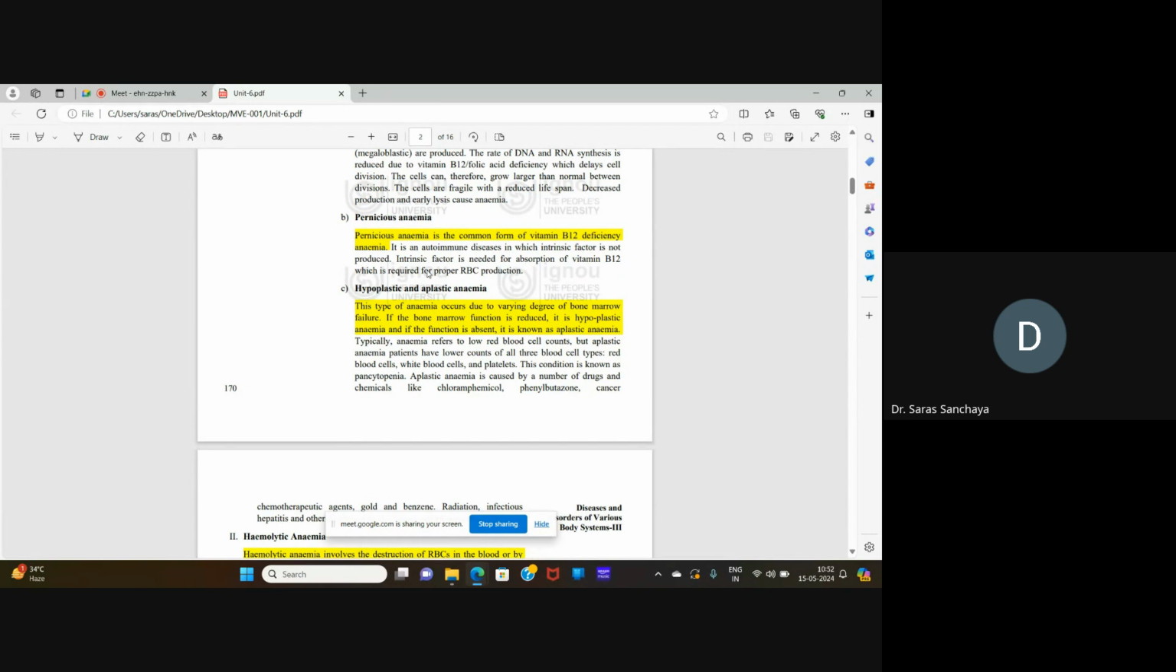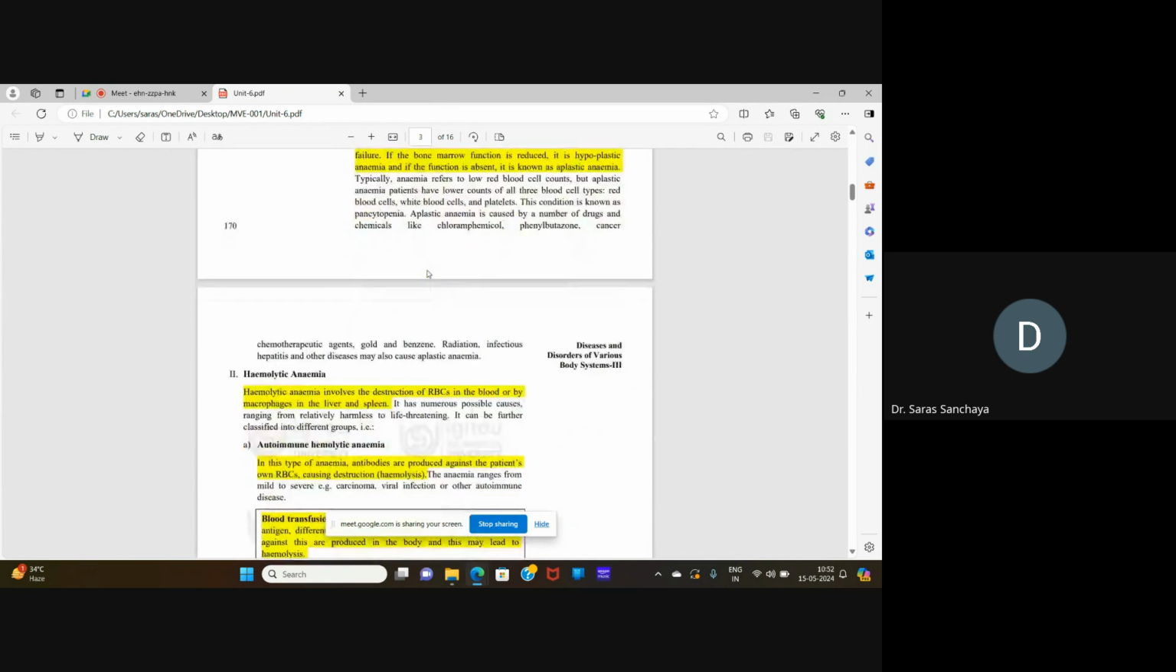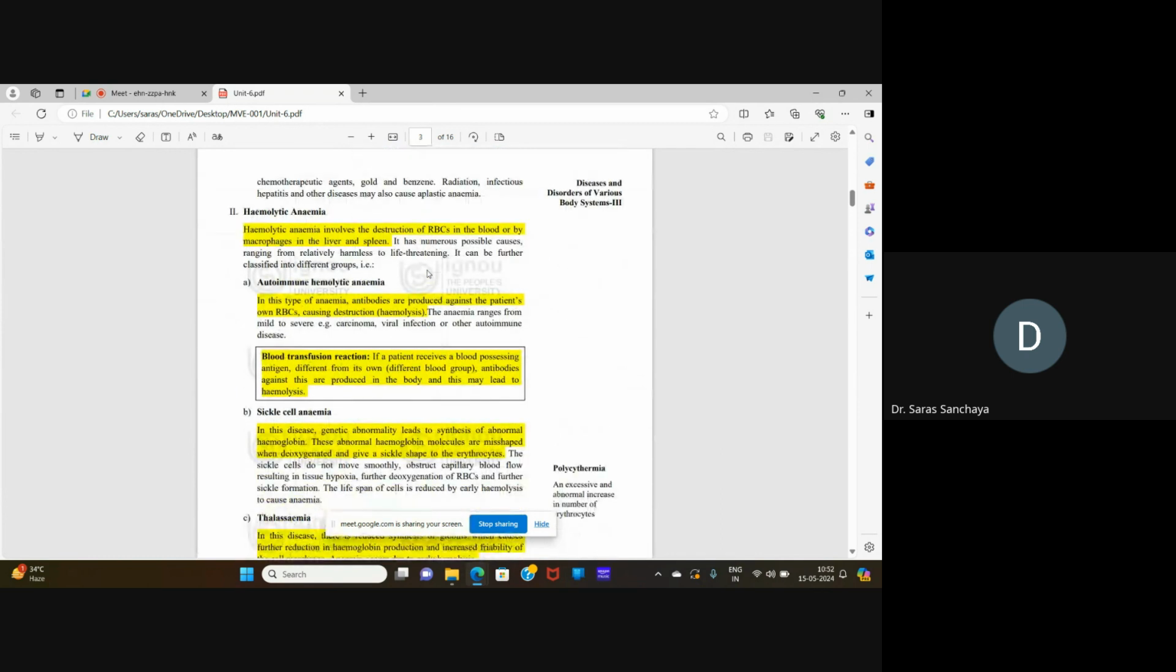If the bone marrow function is reduced, it is hypoplastic anemia, and if the function is absent, it is called aplastic anemia. Now, hemolytic anemia. Hemolytic anemia involves the destruction of RBCs in the blood or by macrophages in the liver and spleen. It can be autoimmune hemolytic anemia. In this type of anemia, antibodies are produced against the patient's own RBCs, causing destruction or hemolysis of the RBCs. Blood transfusion reaction is a type of hemolytic anemia.